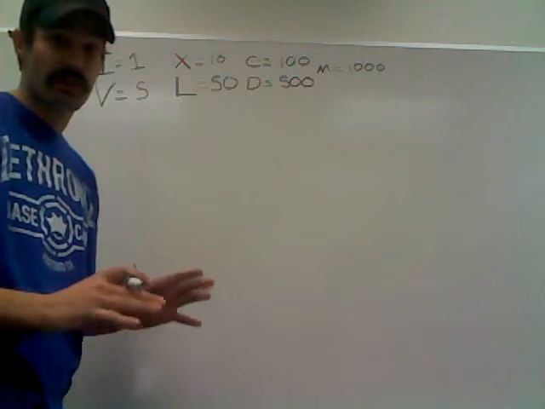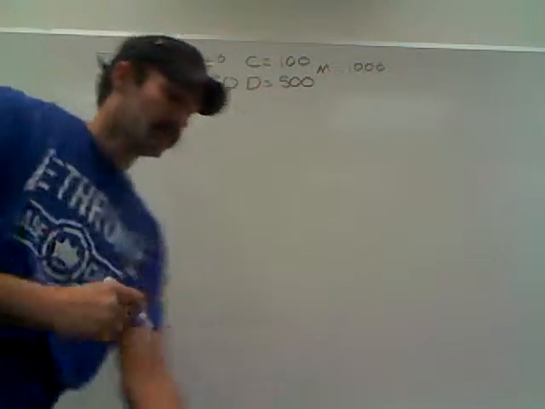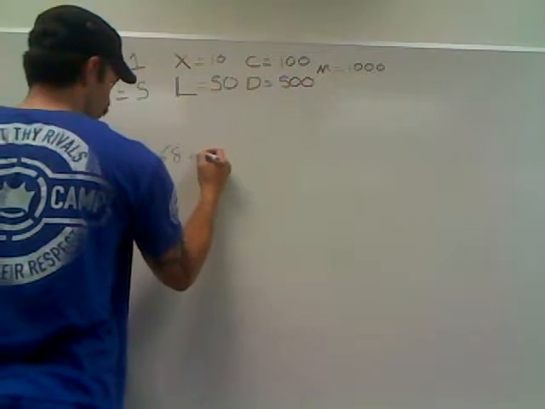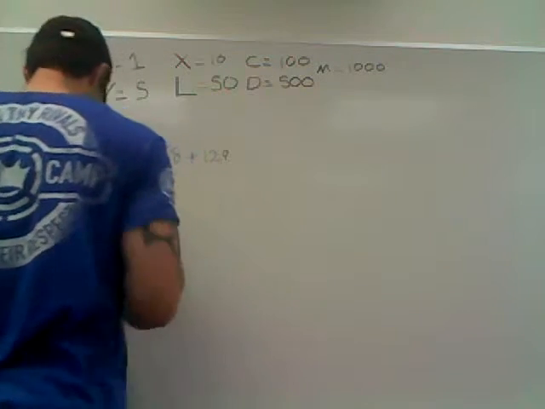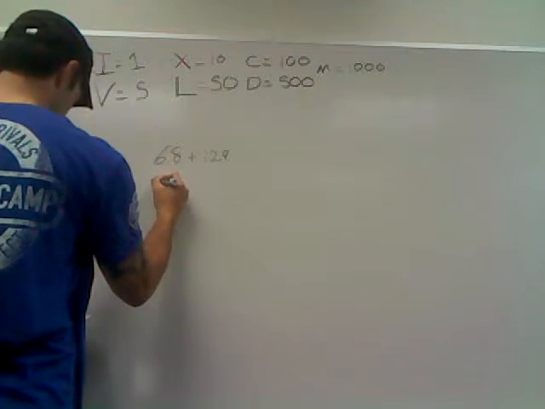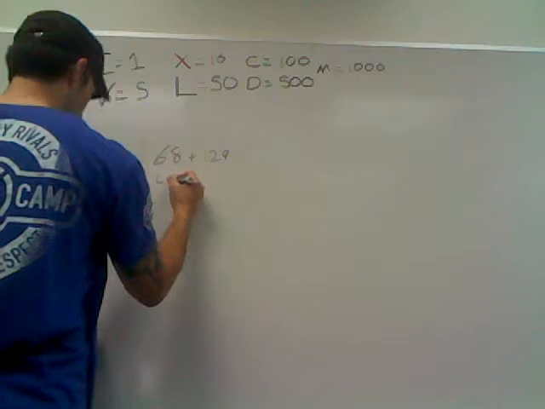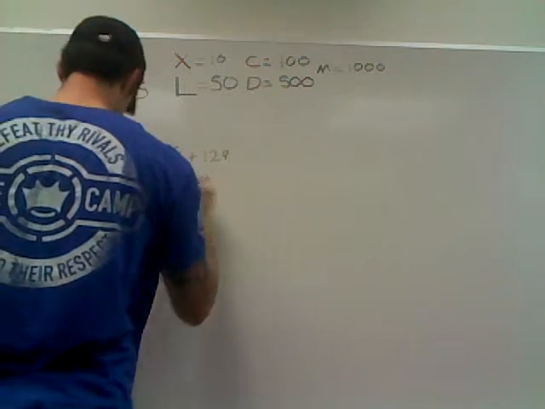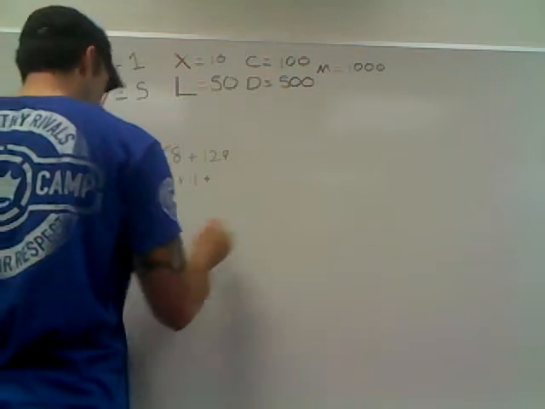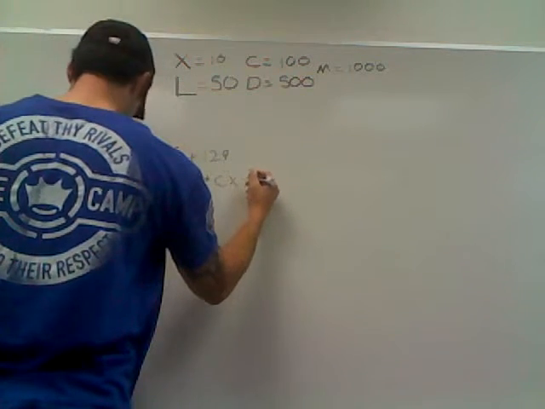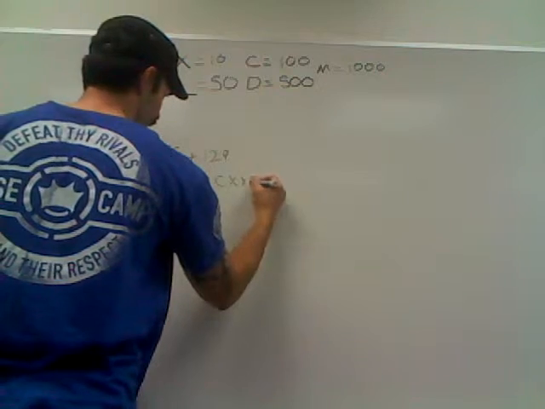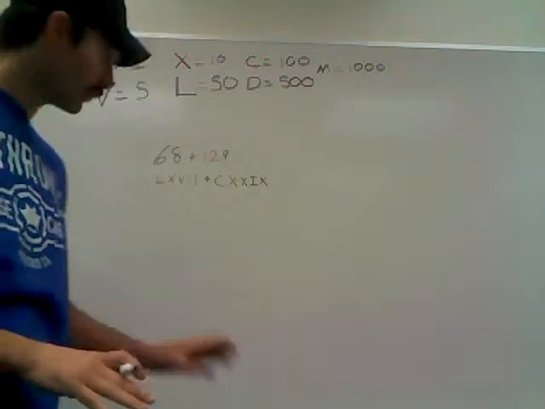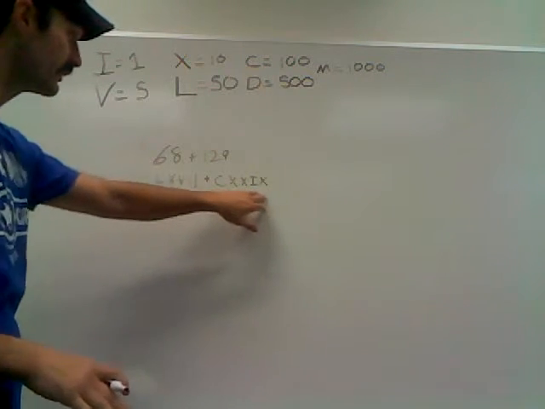In Roman numerals, it's supposed to be grouping. You're supposed to learn how to group things. So say we come with 68 plus 129. To write 68, you write L, X, V, I, plus C, X, X, I, X. Now the way that they teach you with the Roman numerals, it's just grouping.